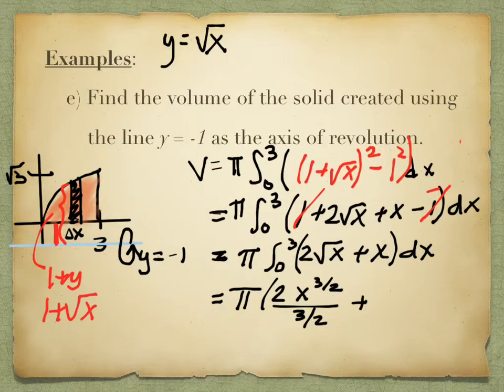What's the antiderivative of x? This is the easy one. Somebody say it. Thank you, Dylan. X squared over 2. And we're going to evaluate this from 3 down to 0. Again, I like my zeros.